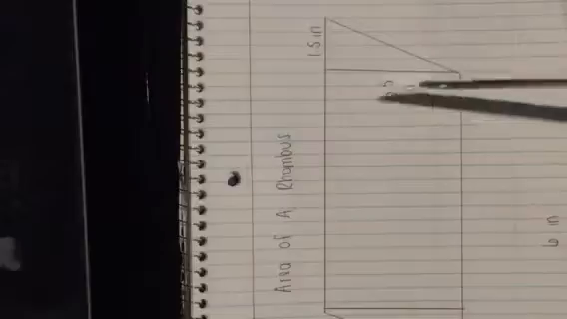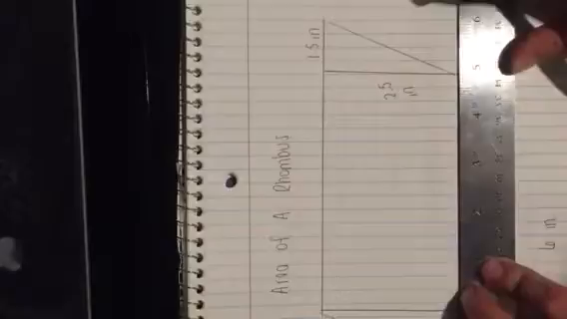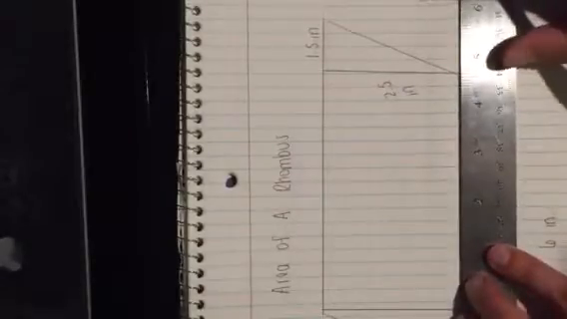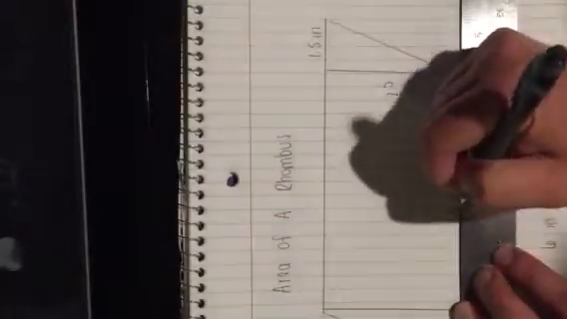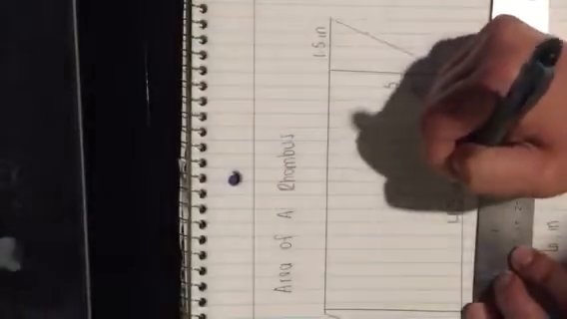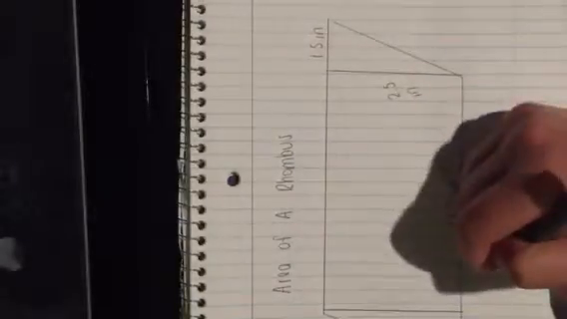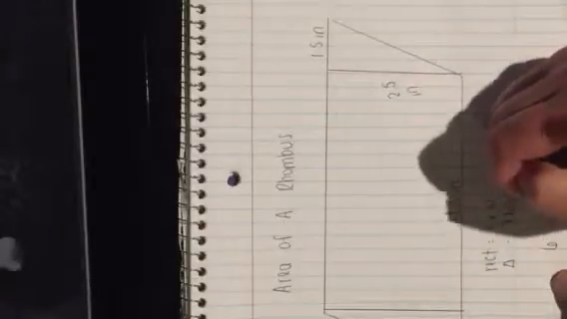but now we need to figure out the base of the rectangle. We see that one side of the rectangle is 2.5 inches, and the base of the rectangle is about 4.5 inches. From that point, we can determine that the area of a rectangle is length times width, and the area of a triangle is 1/2 base times height.